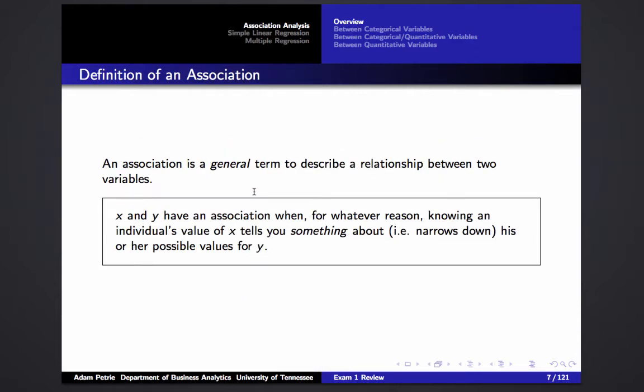All right, so when we have our two variables, they've been cast in the roles of x and y, what does it even mean for x and y to have an association?